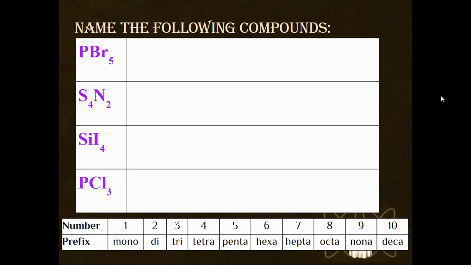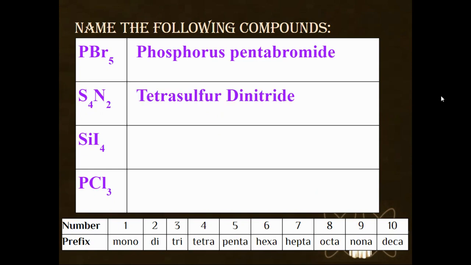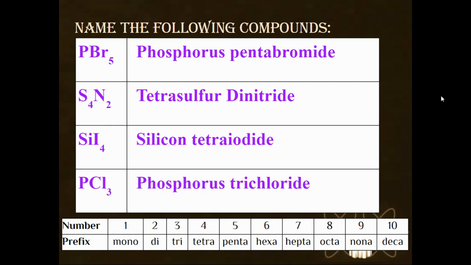Okay, let's go ahead and check our work. PBr5 should be phosphorus pentabromide. S4N2 should be tetrasulfur dinitride. SiI4 should be silicon tetraiodide. And PCl3 should be phosphorus trichloride. Remember to change all the endings for the second word to ide. IDE, IDE, IDE. Don't forget that part.